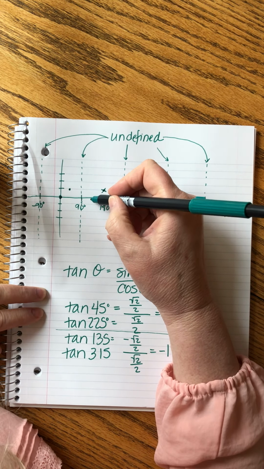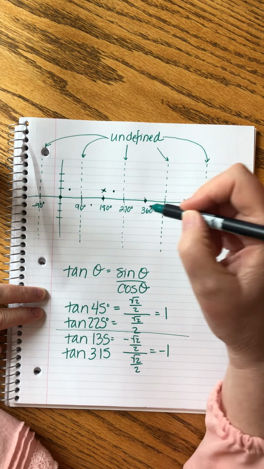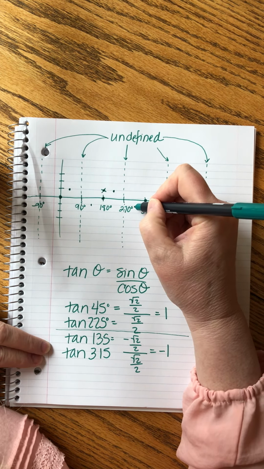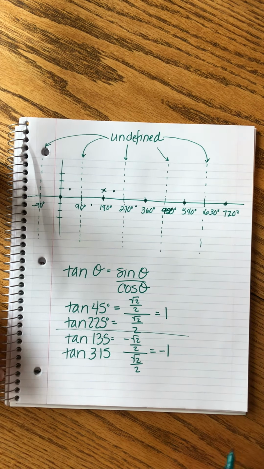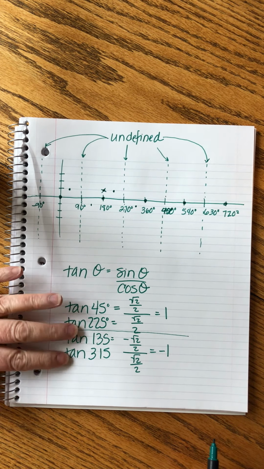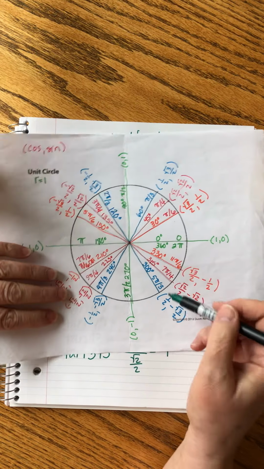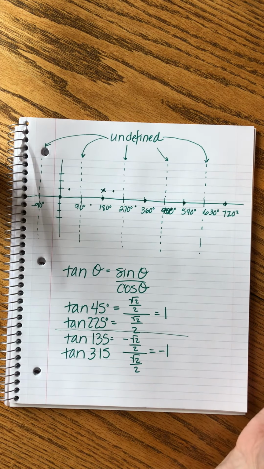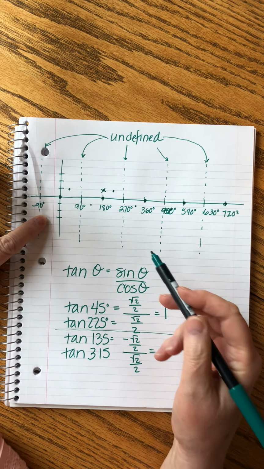135 is halfway between these two. And 315 is halfway between these two. Now, we could keep going. We could pick more angles. We could run the calculations off of our unit circle, and we could block them up, but I want to show you what's happening here.